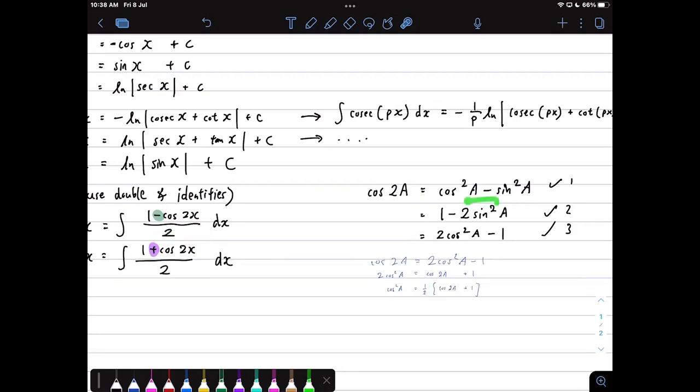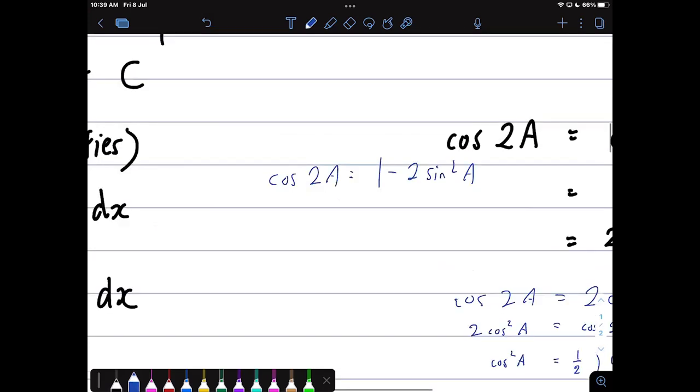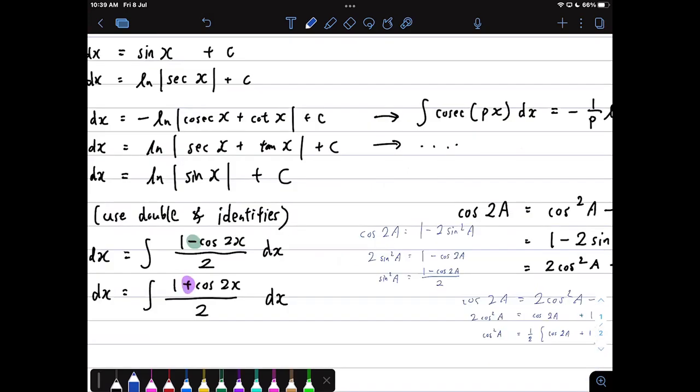Then you can do something similar with this one. Cosine 2a equals 1 minus 2 sine square a. So I can make sine square a the subject. So 2 sine square a is 1 minus cos 2a. To make sine square the subject, I just divide by 2. So 1 minus cos 2a divided by 2. That's how I got this 1 minus cos 2x divided by 2.